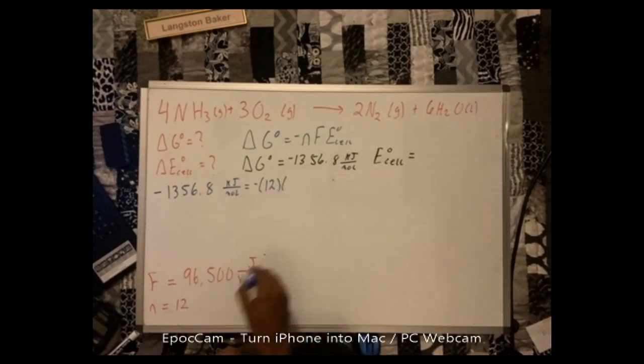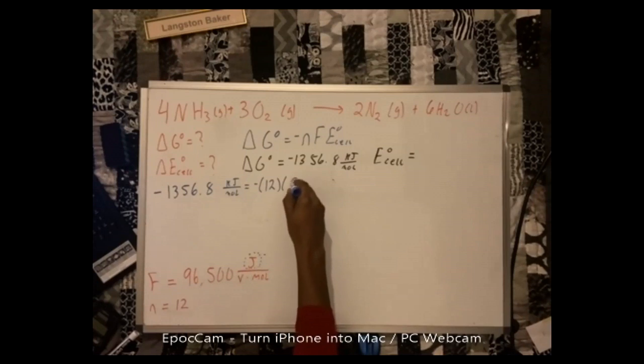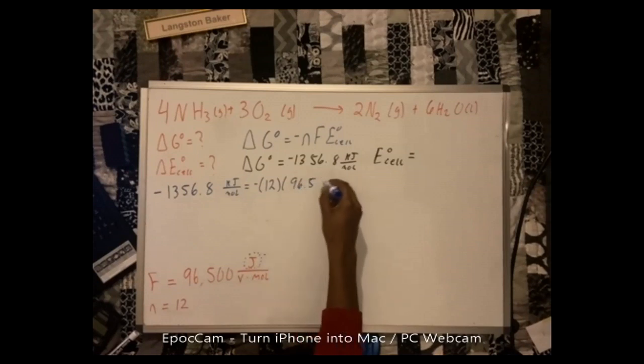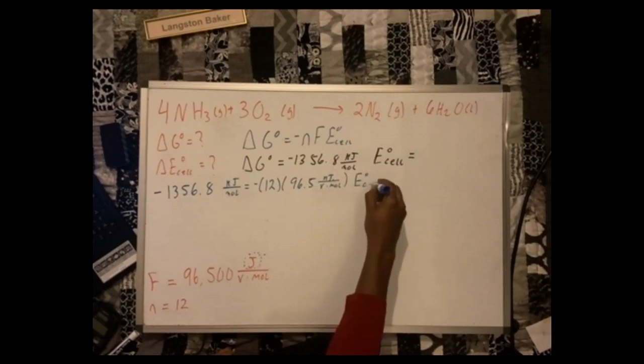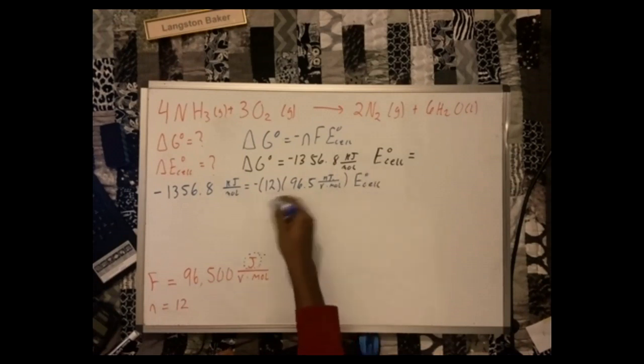Okay, Faraday's constant. Here again, we have that issue of this is in joules, right? And G is in kilojoules, right? Swap it whichever way you want. I'm going to just make this kilojoules. So that's going to be 96.5 kilojoules per volt per mole, and that's going to be my E cell standard. Okay. So divide by these two.